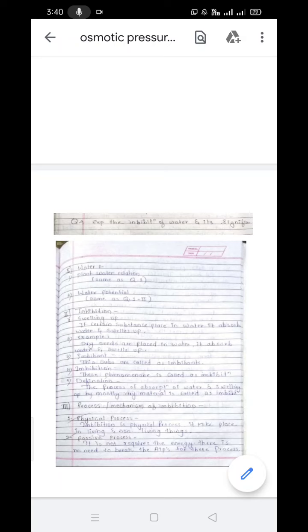So first is the physical process. Imbibition is a physical process and it takes place in living and non-living things. लिविंग थिंग में भी ये इम्बाइबेशन होता है और जो नॉन लिविंग थिंग्स है उनमें भी ये होता है. Then the second one is the passive process.